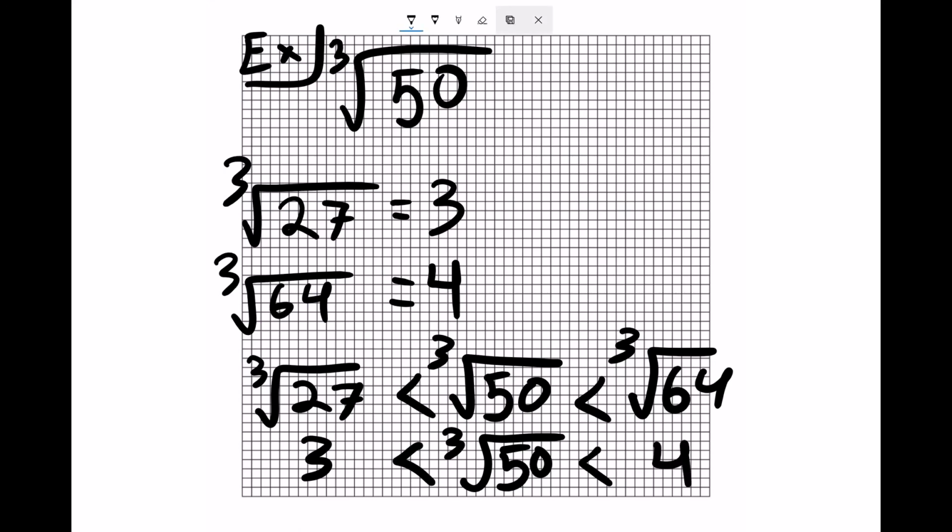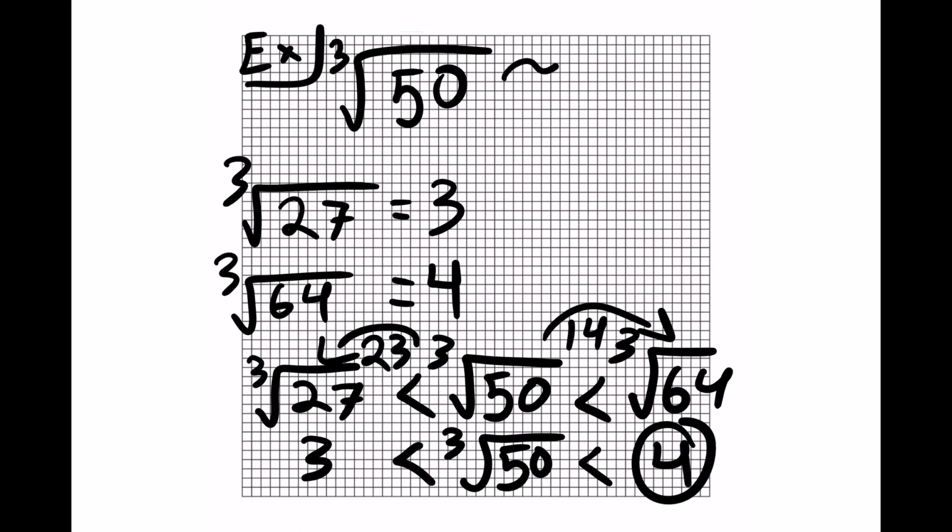Which one is it closest to? Again, find the difference between your original problem and the perfect cubes that you found on your own. 50 minus 27 would give you 23. 64 minus 50 would give you 14. Therefore, your cube root is going to be approximately 4.